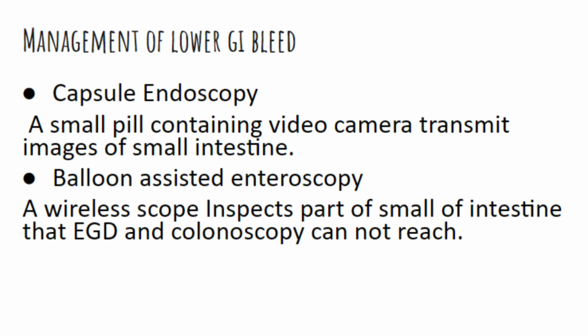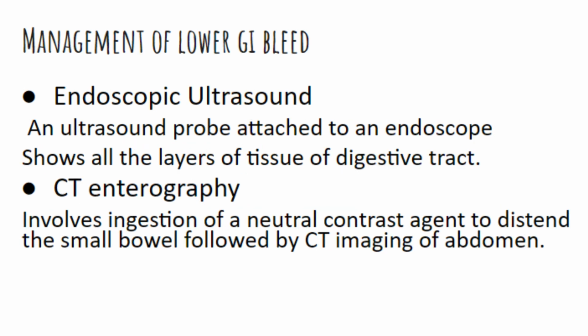Balloon-assisted enteroscopy. A wireless scope inspects parts of the small intestine that EGD and colonoscopy cannot reach. Endoscopic ultrasound. An ultrasound probe attached to an endoscope shows all the layers of tissue of the digestive tract. CT enterography. Involves ingestion of a neutral contrast agent to distend the small bowel, followed by CT imaging of the abdomen.